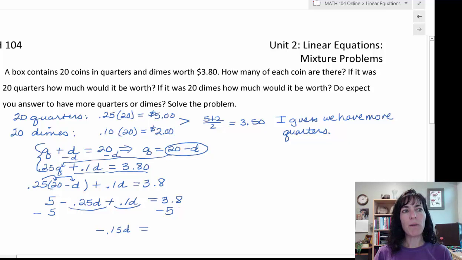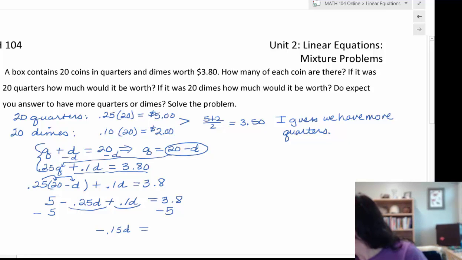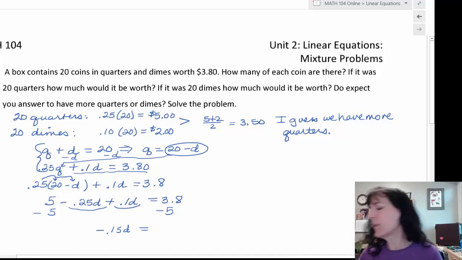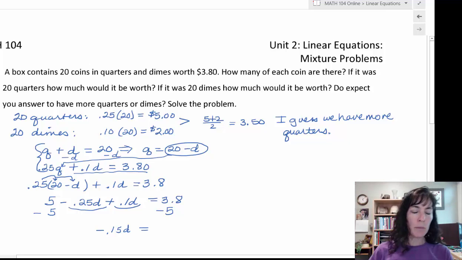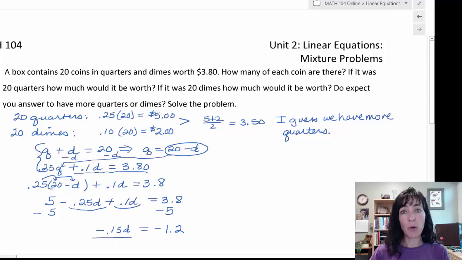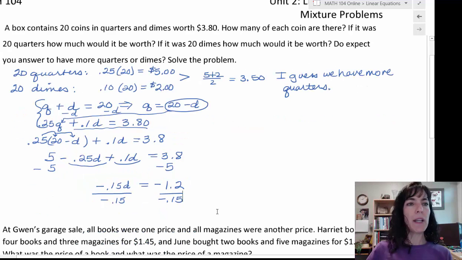3.8 minus 5, negative 1.2. So that gives me a negative 1.2. And then I want to divide by that coefficient on the D, so negative 0.15 on both sides. I have a negative divided by a negative, so I should get a positive answer, and I do. It is D equals 8. That means I have 8 dimes.